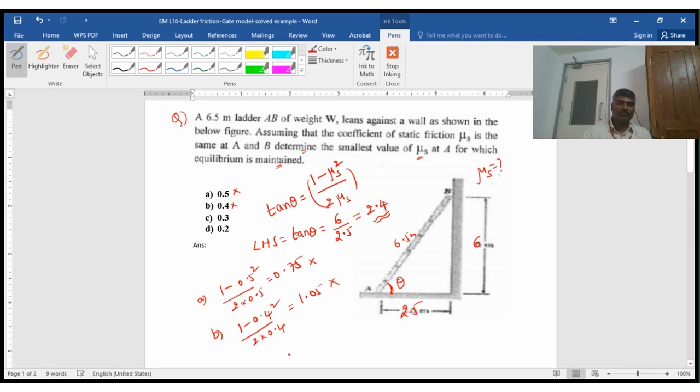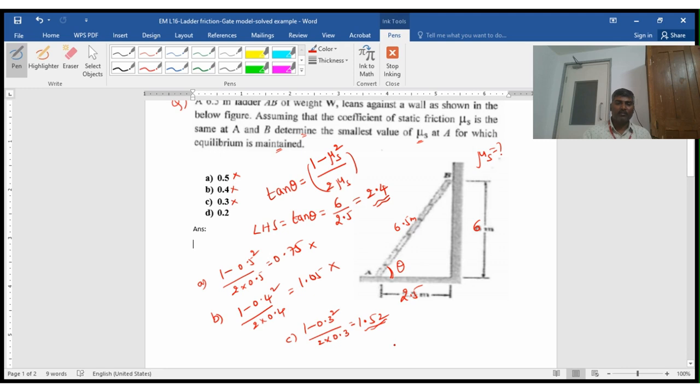Then option C, (1 minus 0.3 square) by (2 times 0.3). The value comes out to 1.52. So this is also not matching with the left hand side. Now option D, (1 minus 0.2 square) by (2 times 0.2). So this works out to 2.4. So this is going to be your correct option. So the friction coefficient needs to be a minimum of 0.2 to keep this ladder stable, or equilibrium is maintained.